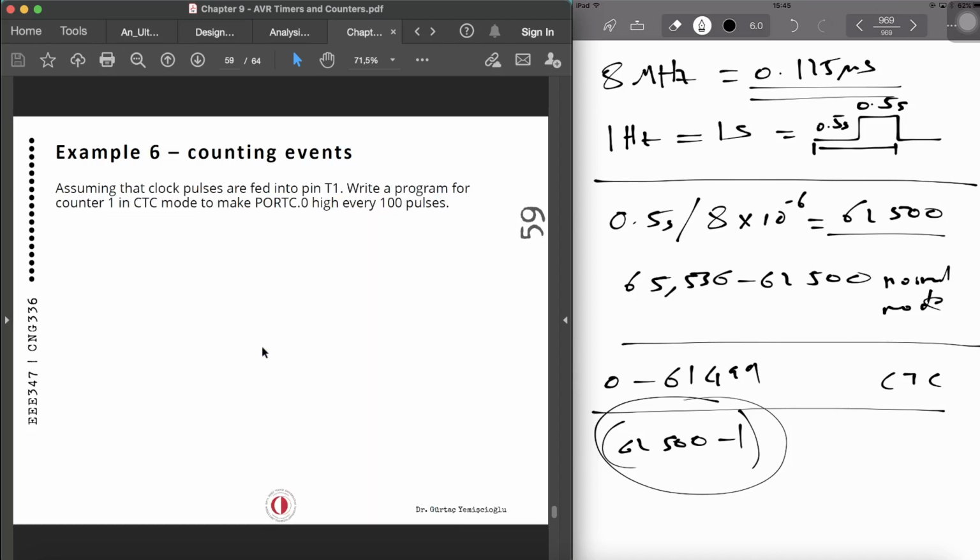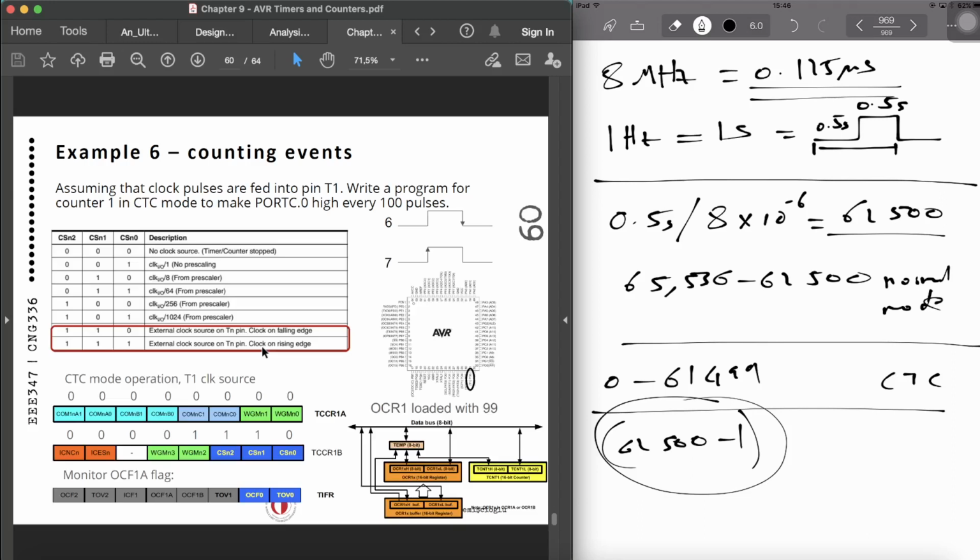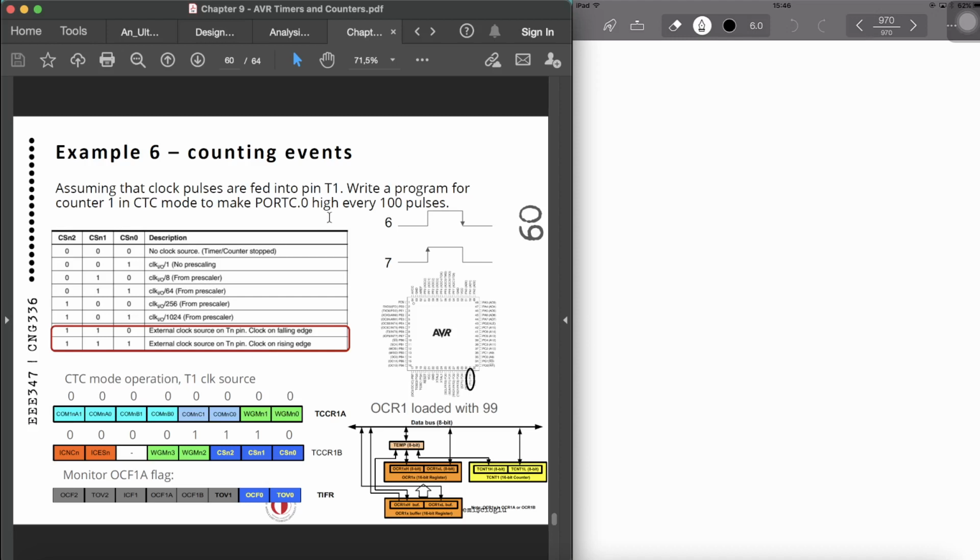And another important thing that we can do with the timers is counting events. Assuming that the clock pulses are fed into the T1 pin, write a program for counter 1 in CTC mode to make port C high every 100 pulses. So what do we mean by this? Again, we need to look at the configuration. T1 pin on timer 1 is the external clock source pin. Either we are looking at the rising edge or the falling edge. We have to decide on that.